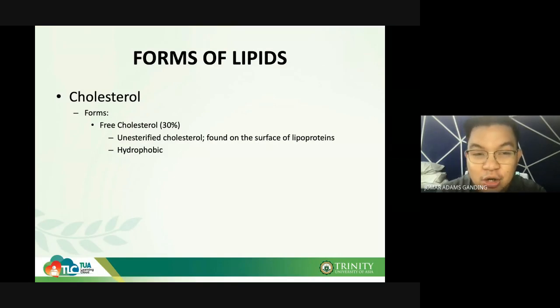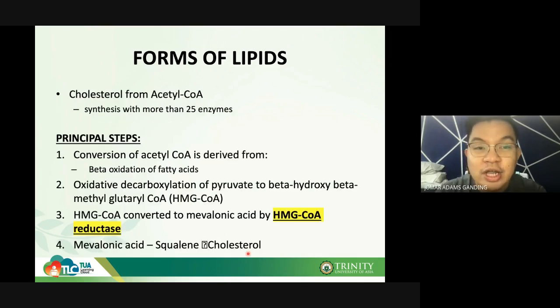Now, a quick question: how does your body produce cholesterol? Cholesterol is actually made from your acetyl coenzyme A, the very same acetyl CoA in the Krebs cycle. Your acetyl coenzyme A is derived not from the Krebs cycle but from beta oxidation. When we say beta oxidation, this is the breakdown of fatty acids into your acetyl CoA.